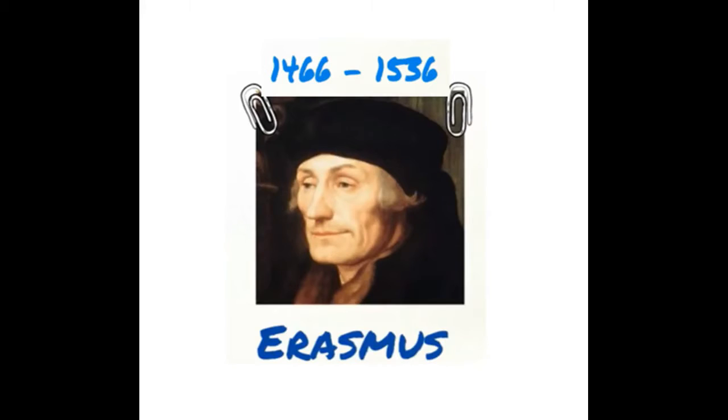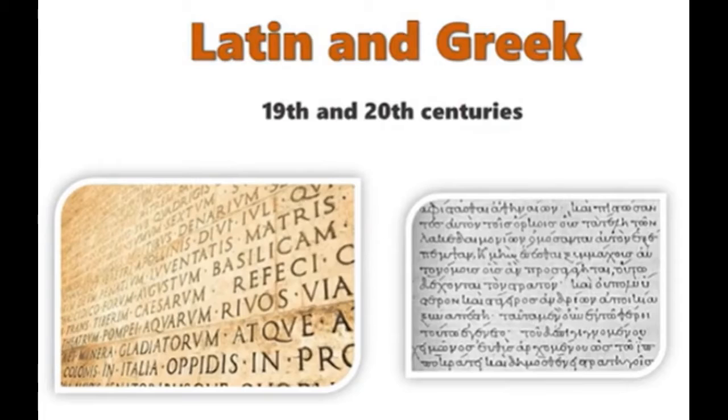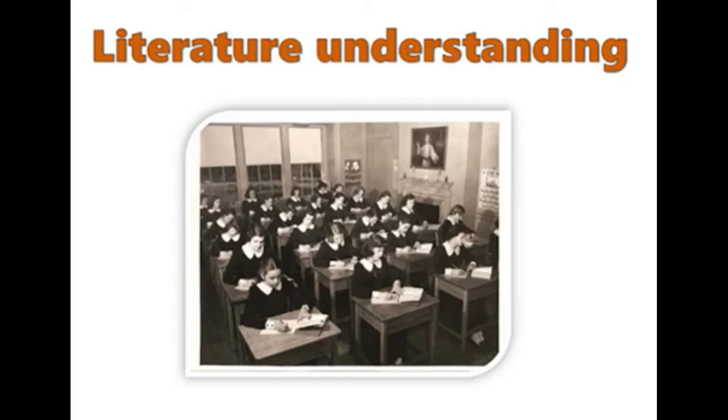At some point between 1466 and 1536, Erasmus of Rotterdam used this method to produce an updated translation of the New Testament. Also, this method was mainly used to teach Latin and Greek. The purpose was to help students with literature understanding.